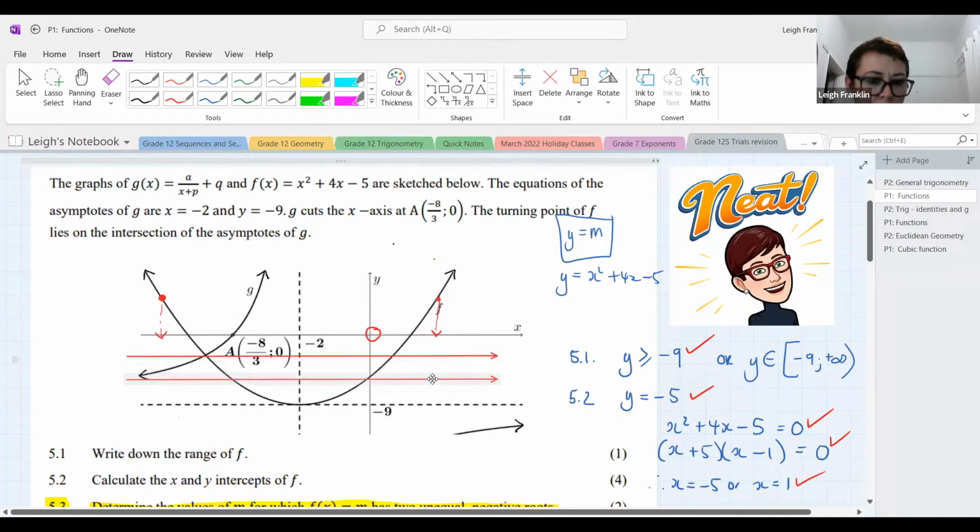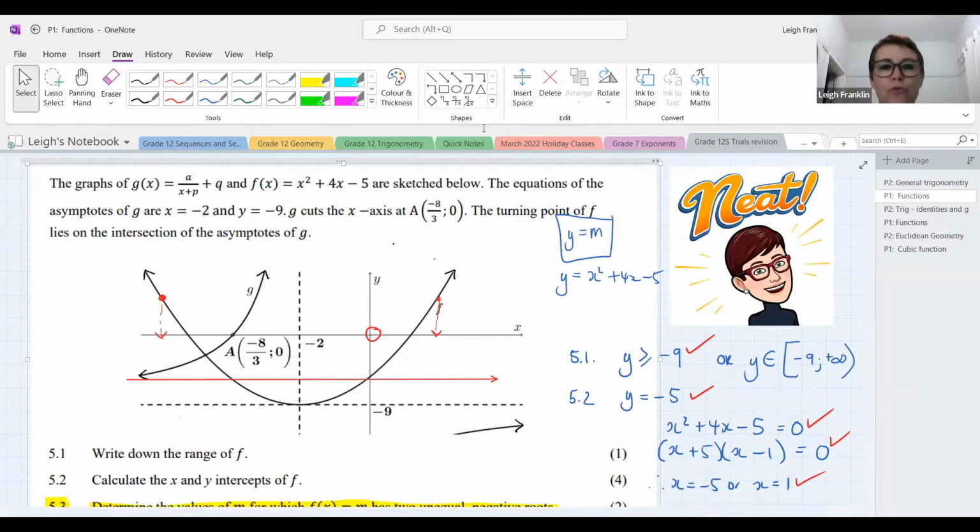When I get to this point over here, where the straight line goes through the y-intercept, what can we say about the roots? So where the red line is right now, what can I say about the roots? What roots have I got?